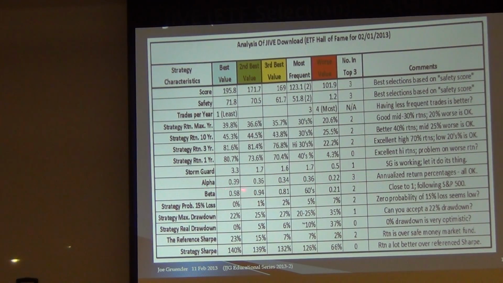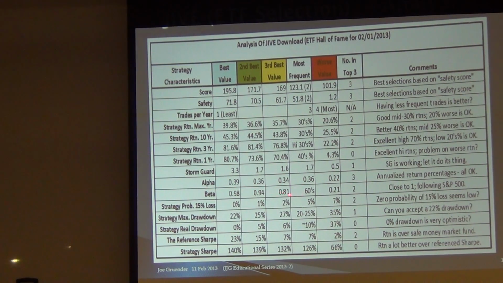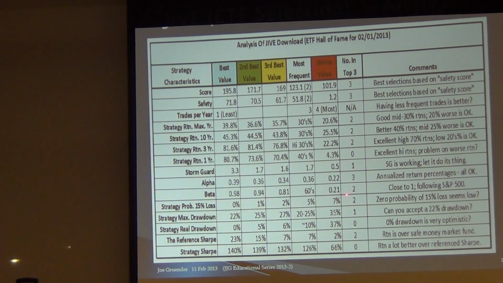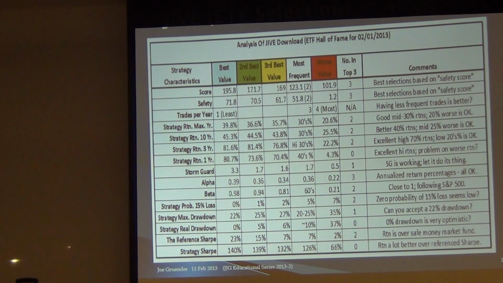Alpha, they're all above 0. Beta, they're close to 1, so they're closely following the market. Not the worst case, of course. The probability of a 15% drawdown, that's what we want to look at. What is the probability of having a 15% or more loss, I should say. Look at this.